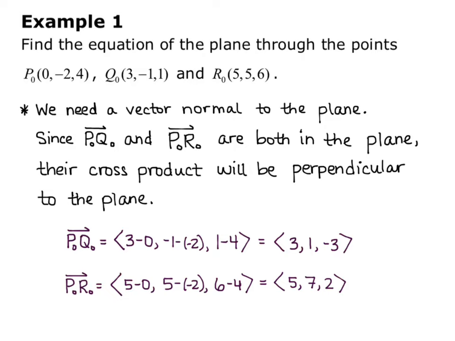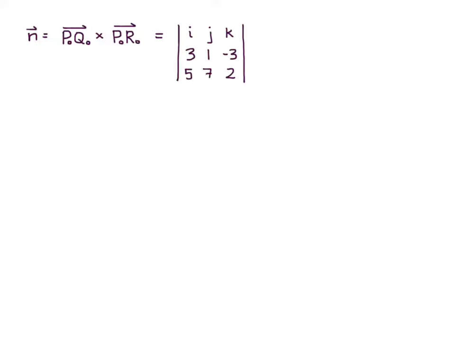Now remember, I have to take the cross product to get a normal vector to the plane. So n equals the cross product of vector P naught, Q naught, and P naught, R naught. I put it in my 3 by 3 matrix, i, j, k on the top row, 3, 1, negative 3 on the second row, and 5, 7, 2 on the third row.